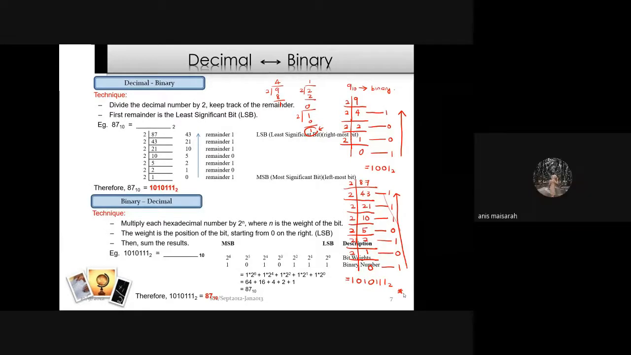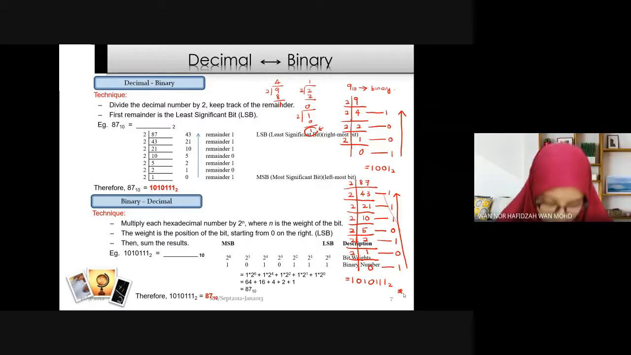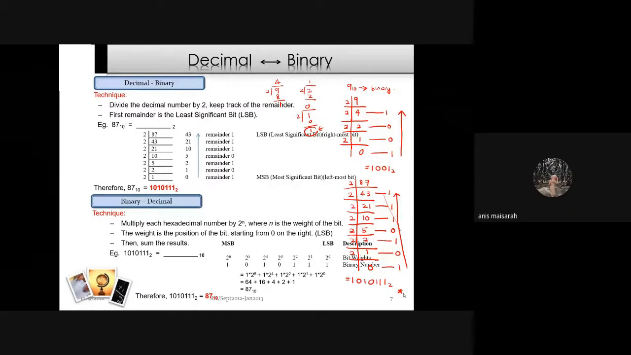Okay, so Madam, kalau dalam exam, dua-dua teknik tu boleh guna ke? Ke Madam prefer yang baru kita buat je?